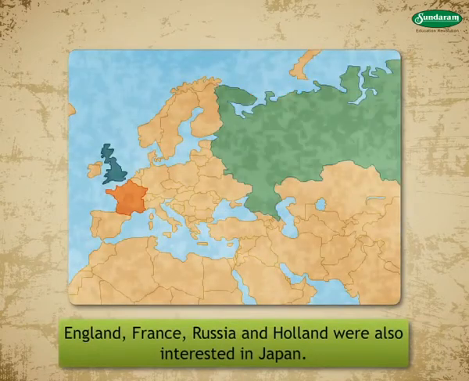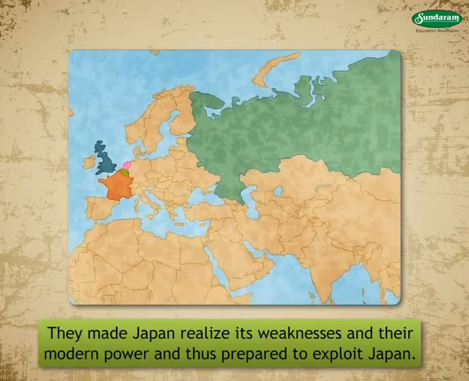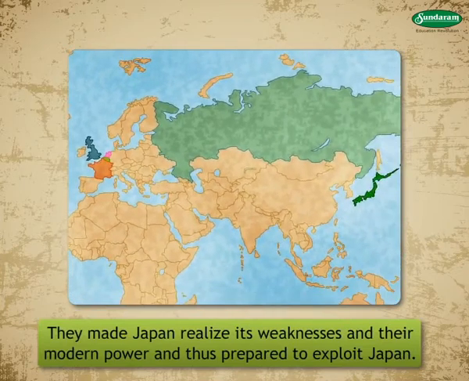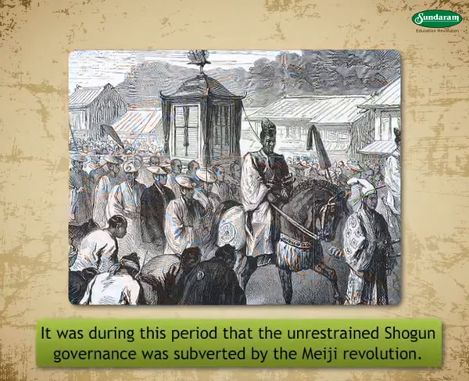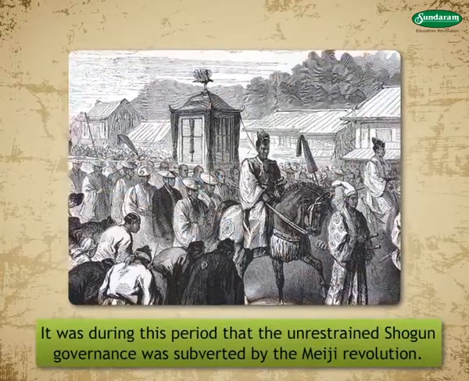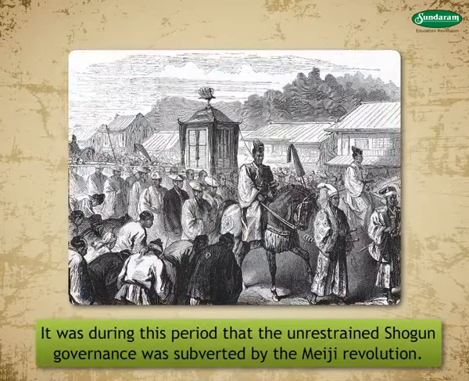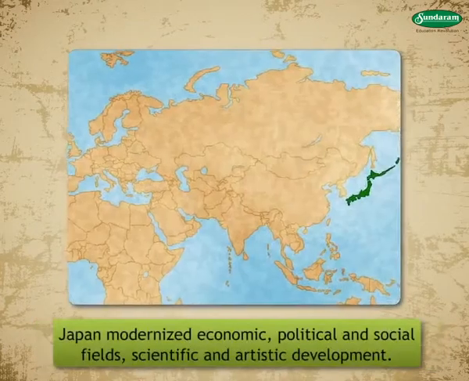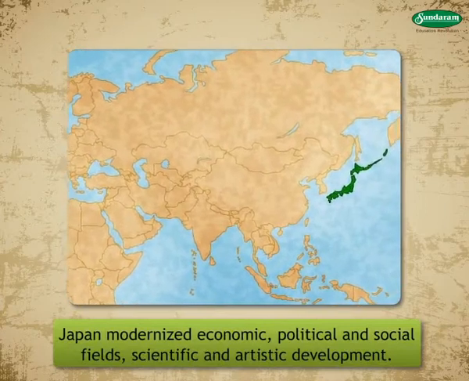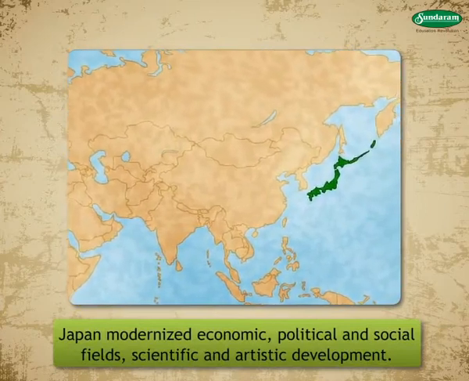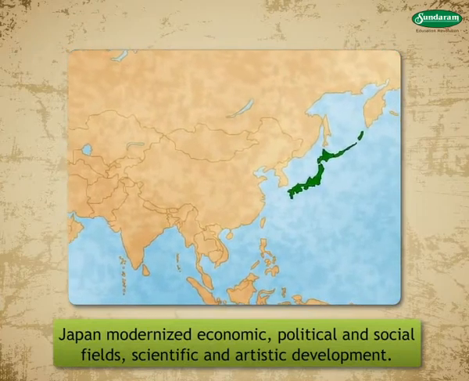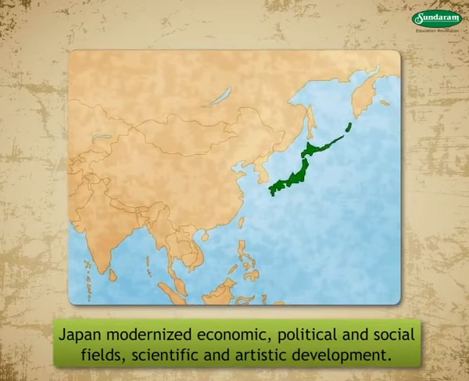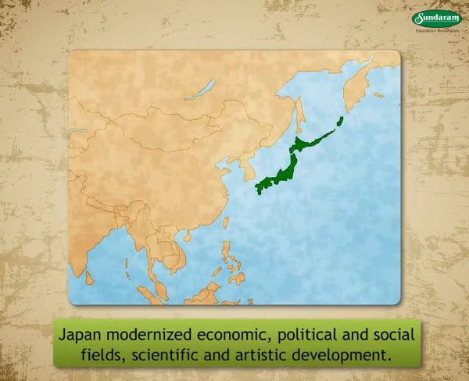England, France, Russia, and Holland were also interested in Japan. They made Japan realize its weaknesses and their modern power and thus prepared to exploit Japan. It was during this period that the unrestrained shogun governance was subverted by the Meiji Revolution. Japan modernized itself by drastically changing the economic, political, and social fields, seeking motivation from the scientific and artistic development with which the European nations had defeated Japan.